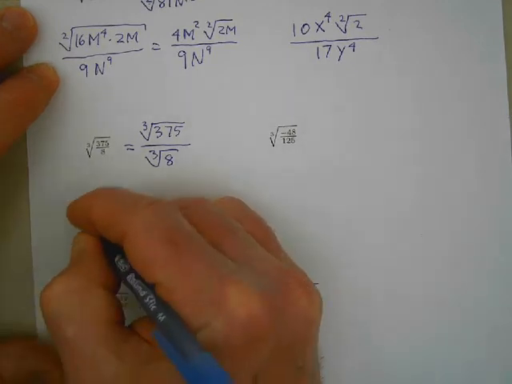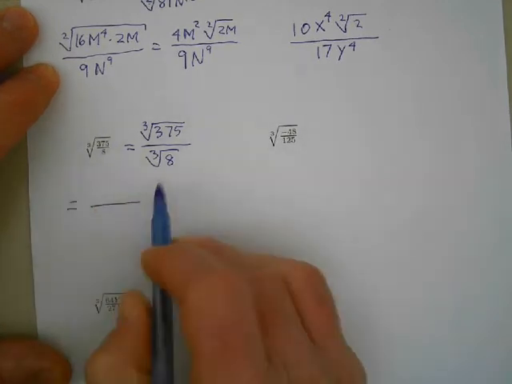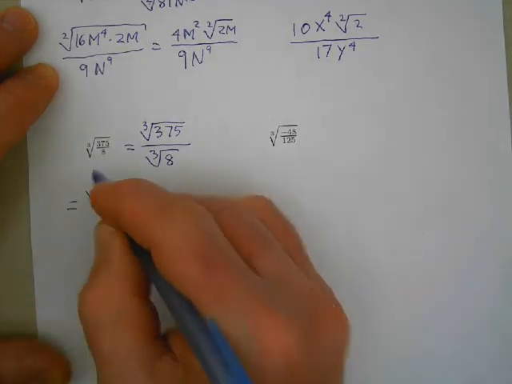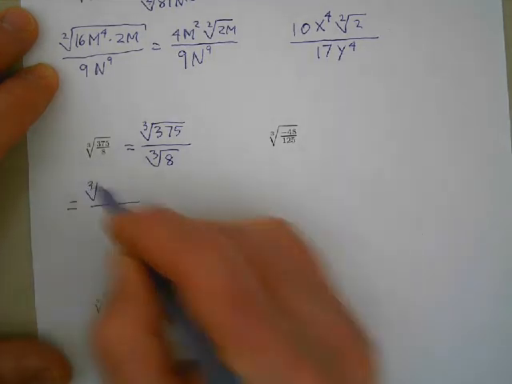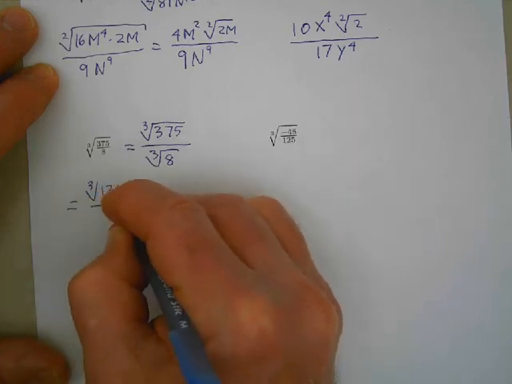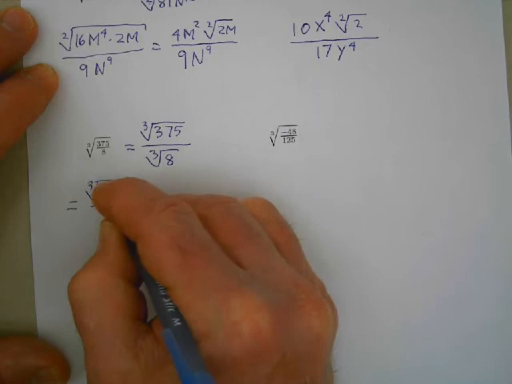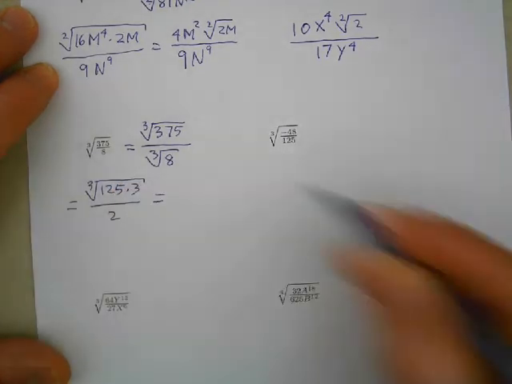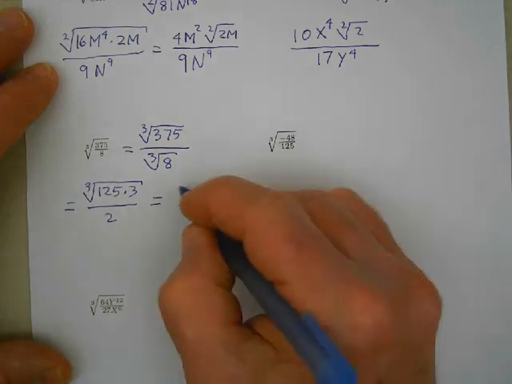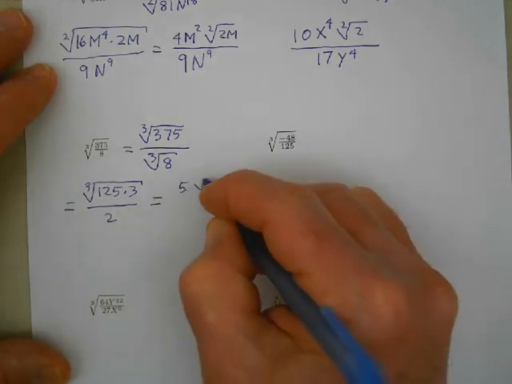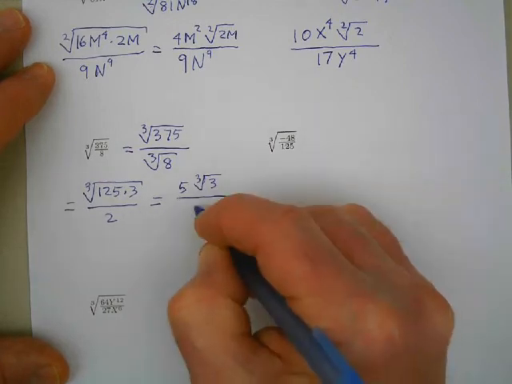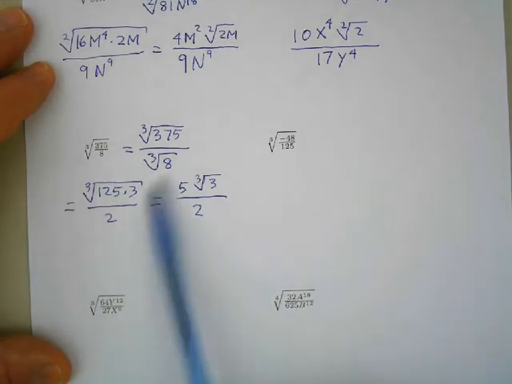And so we'll go ahead and simplify the denominator. The cube root of 8 is 2. And then in the numerator, the cube root of 375 is the same as the cube root of 125 times 3. And in the next step, we'll just write the simplified result. The cube root of 125 is 5. We multiply that by the cube root of 3. And then the denominator is 2. So this is the simplified result.